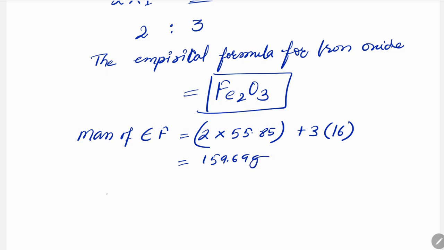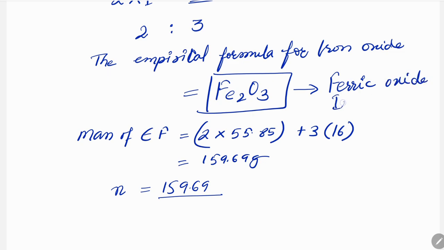Okay, so what we have to calculate after this is the n factor, which has to be multiplied in the empirical formula to convert it into the molecular formula. The n factor is the mass of the empirical formula, which is 159.69, divided by its molar mass. Obviously, we know that iron oxide is ferric oxide. Sorry, ferric oxide. Why? Because iron has 3 oxidation state over here. So it can also be said as iron 3 oxide. It has molecular formula Fe2O3 and its molar mass is 159.7, which is approximately equal to 159.69. So it is approximately 1.